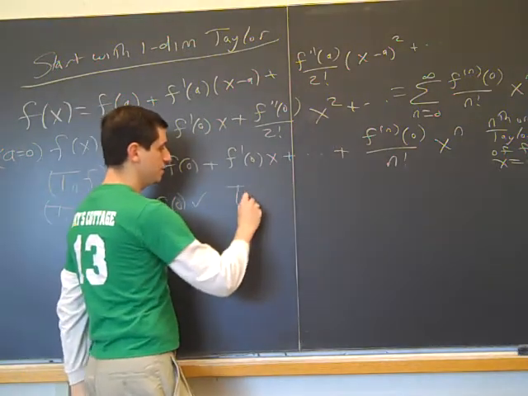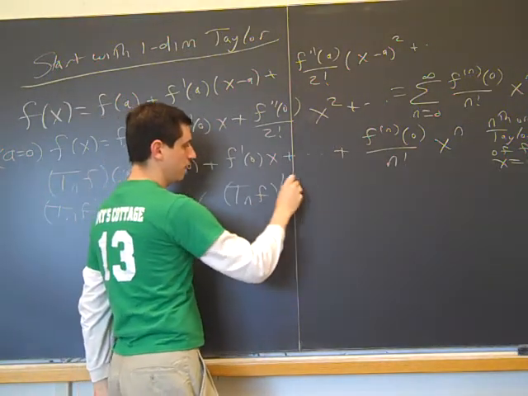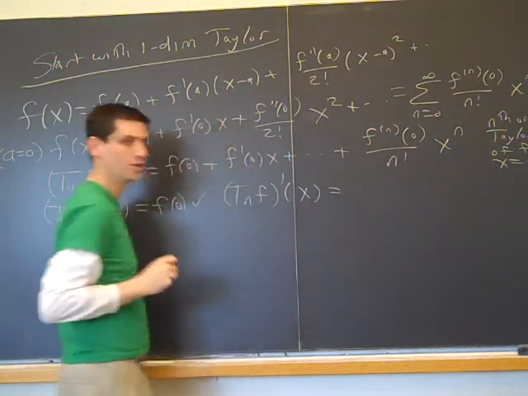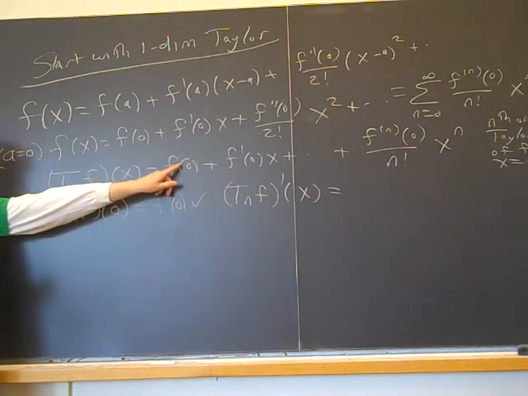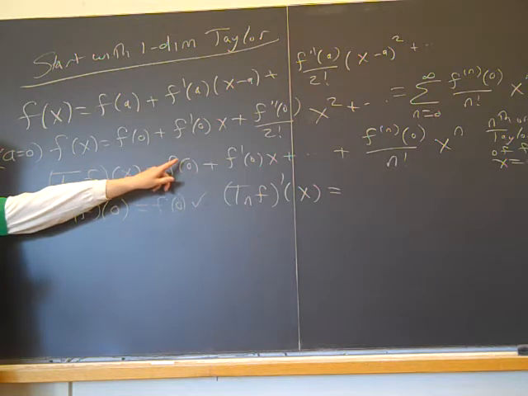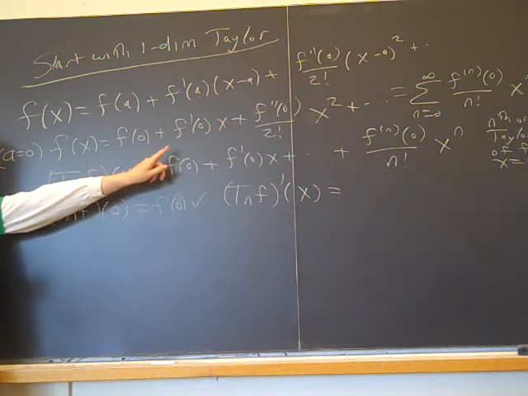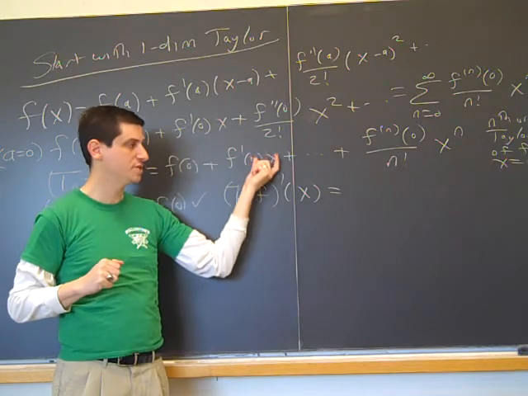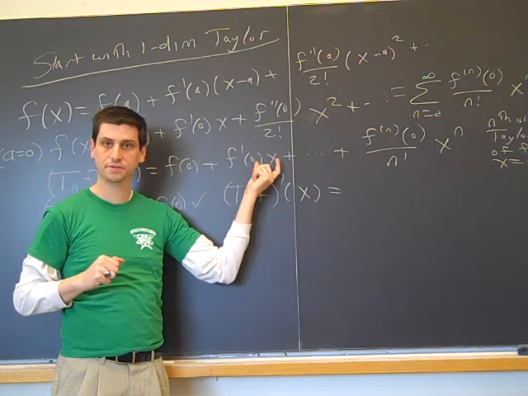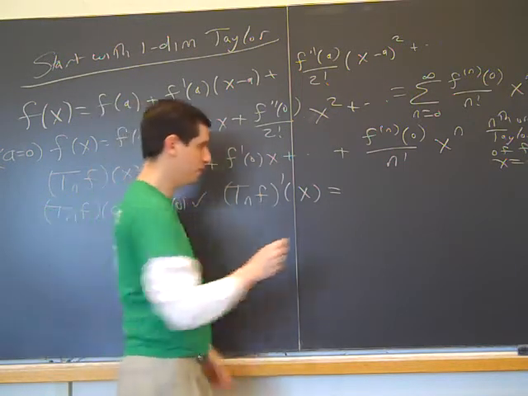So if I take the derivative, T prime of x, we only have one variable, so I can use the prime notation again. What's the derivative of f of 0? What's the derivative of f of 0 with respect to x? 0. It's a constant. What's the derivative of f prime of 0 times x? f prime of 0.